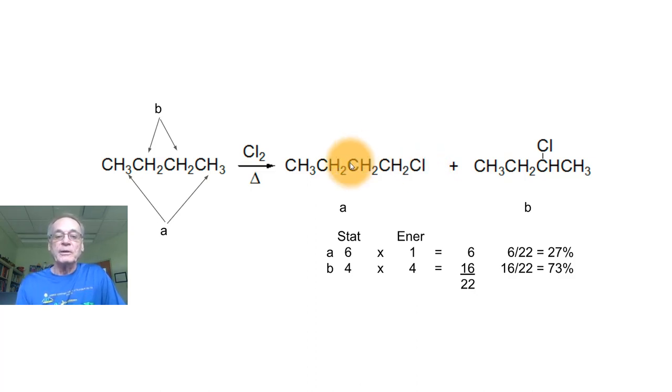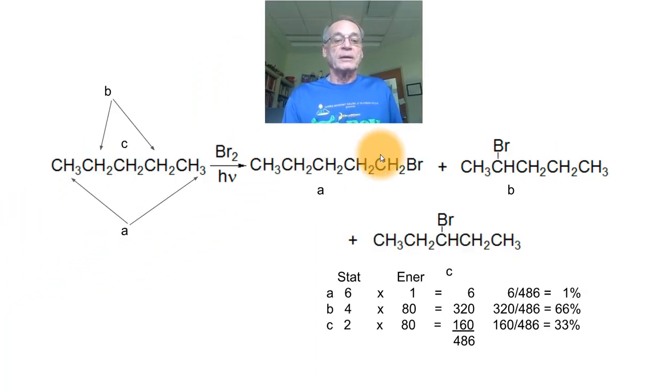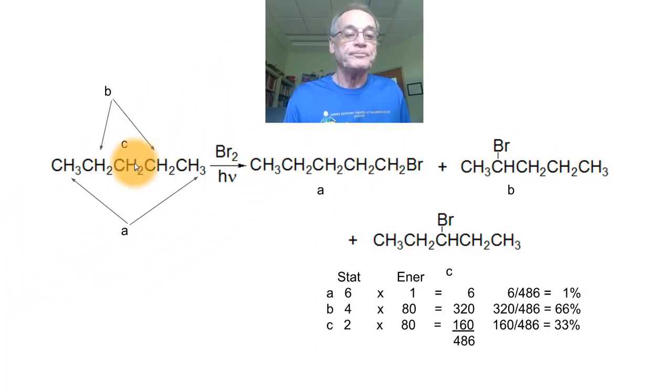If you wanted to make this product, it would be a terrible way of doing it, because you're only going to get about 27% of this, and the vast majority of it's going to be the one that you don't want. So chlorination, usually not a good synthesis, although there are exceptions, and we'll go over those at the end. Okay, now let's go to the pentane molecule.